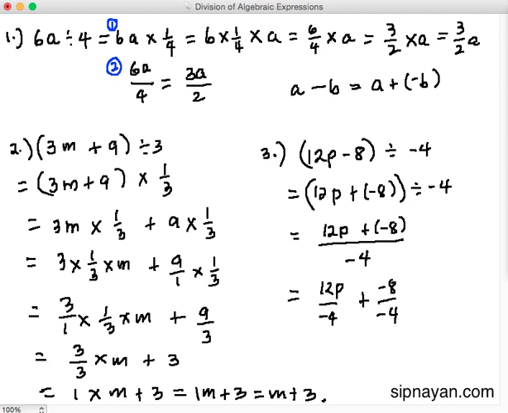Paghiwalayin. Next, we have what is 12 divided by negative 4, diba? 12 over negative 4 is the same as 12 divided by negative 4. So, magiging negative 3p plus, no? Kasi negative 8 divided by negative 4 is positive 2. So, magiging negative 3p plus 2. Yun na yung ating pinakasagot.